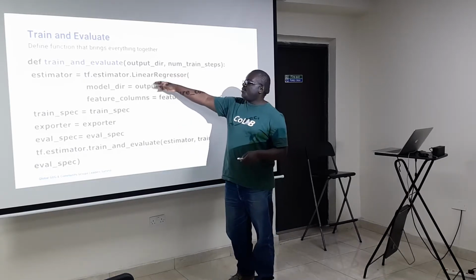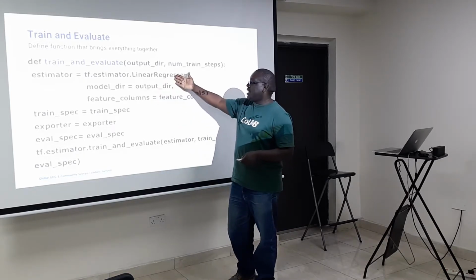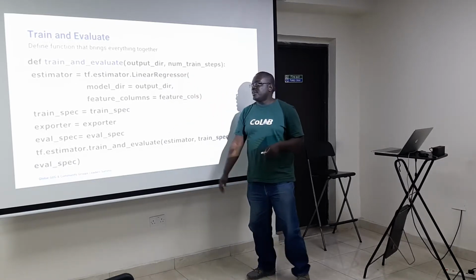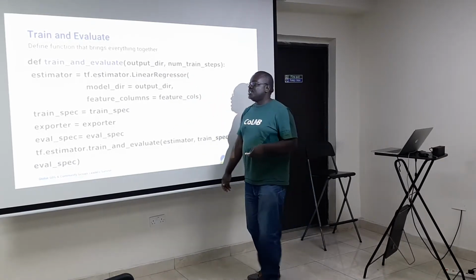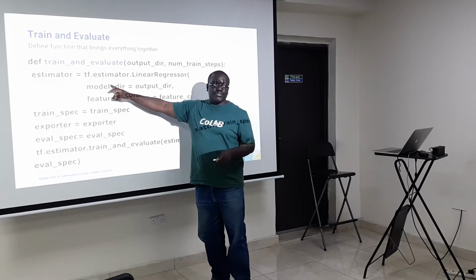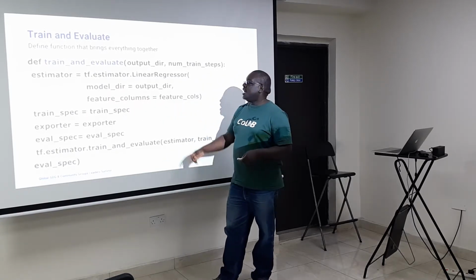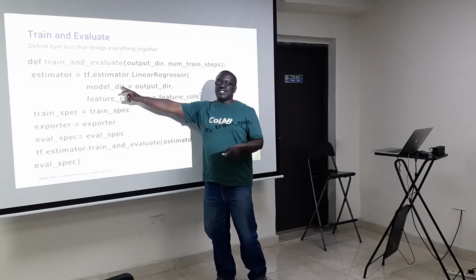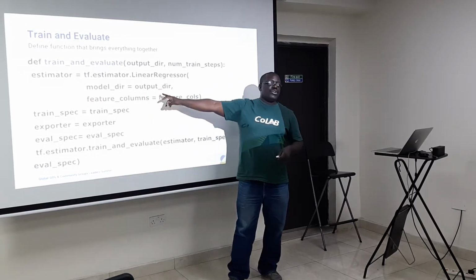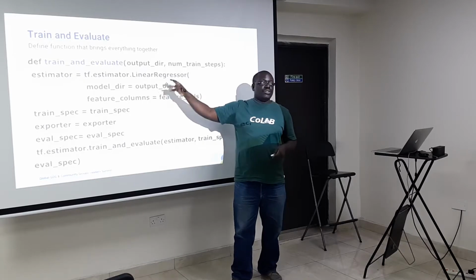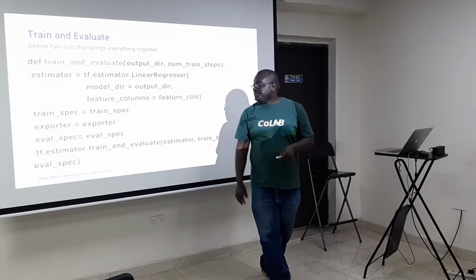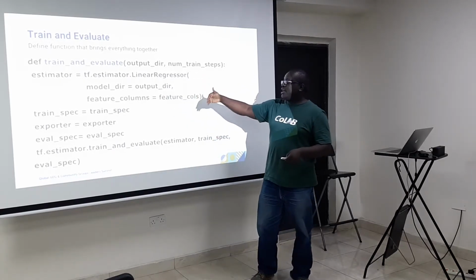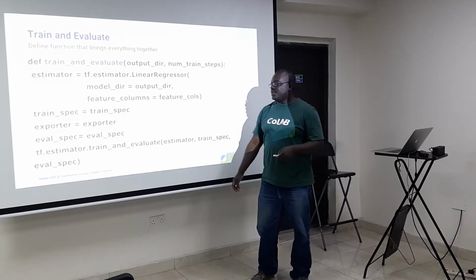So again, here we define our estimator, and it could be anything, like the linear regressor. We specify a model directory, which is where our saved model should be stored. And this can be passed in as a parameter. But more importantly, this doesn't need to be stored on the same computer where you're training. This can be stored on Google Cloud Storage. And then we need to specify our feature columns for the estimator.